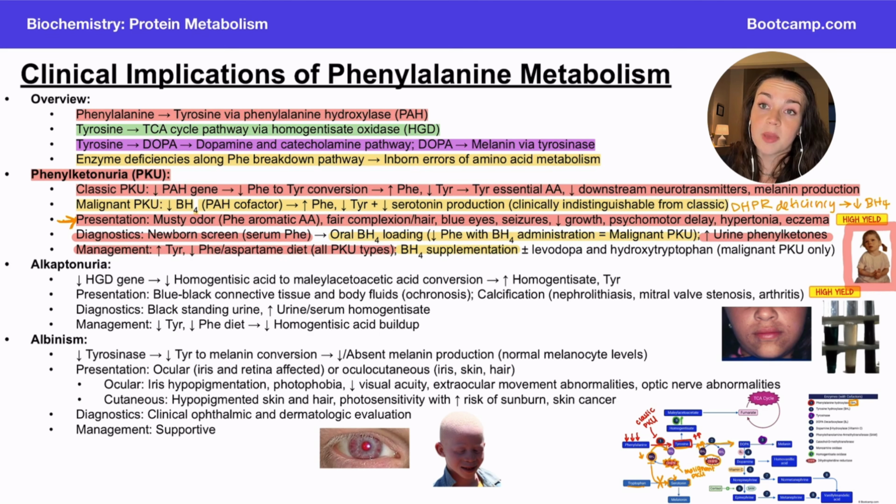Other things that you can give patients with malignant PKU are levodopa and hydroxytryptophan. These are precursors to dopamine and serotonin that can help to boost the production of those neurotransmitters. Again, though, really the key thing that you have to make sure you do is supplement that BH4. That's why it's called malignant PKU: it's the type of PKU that doesn't respond just to the standard treatment. It requires that extra push.